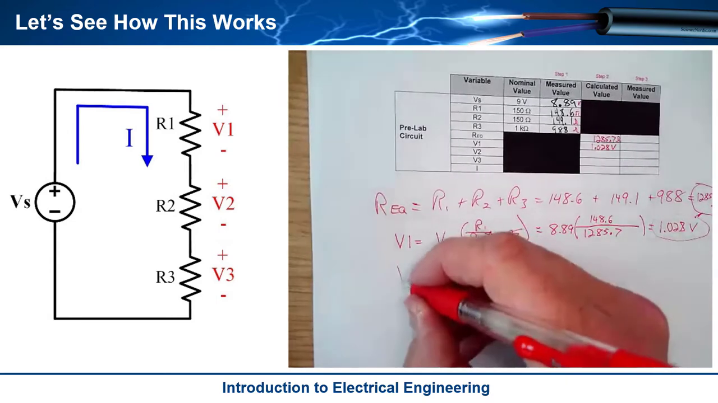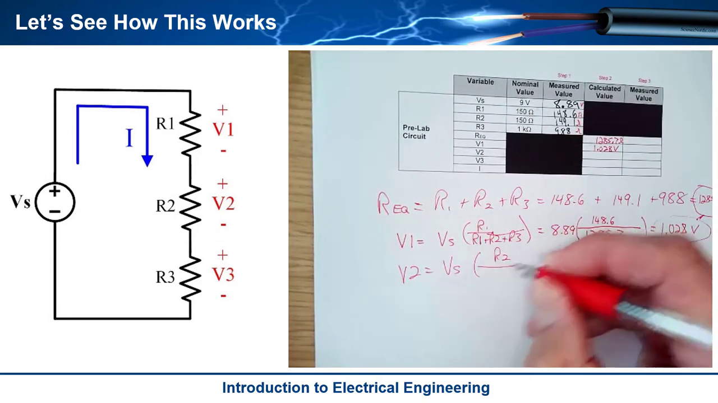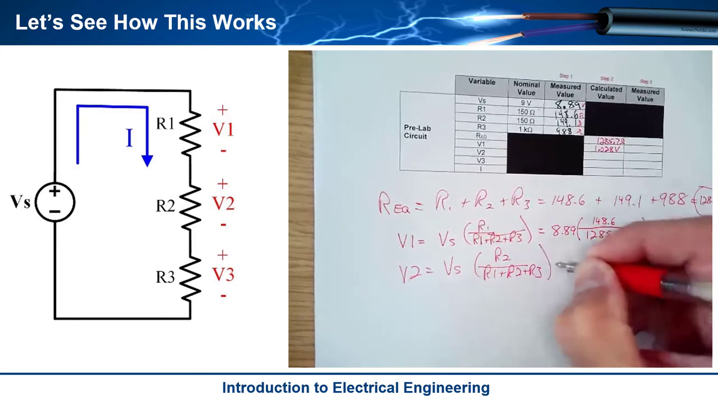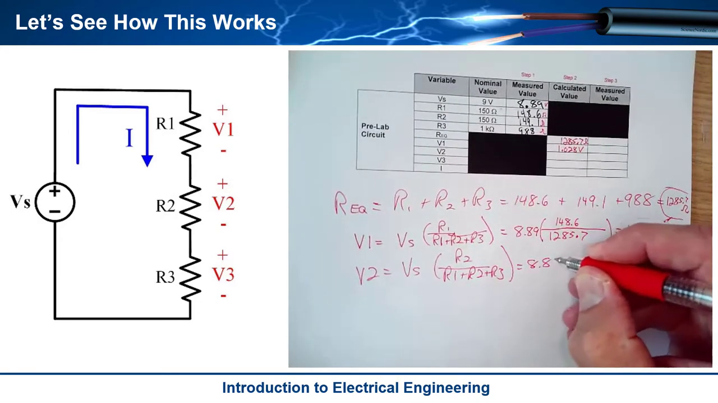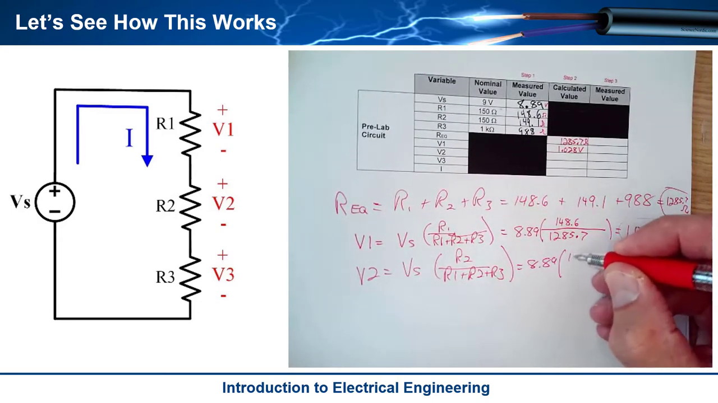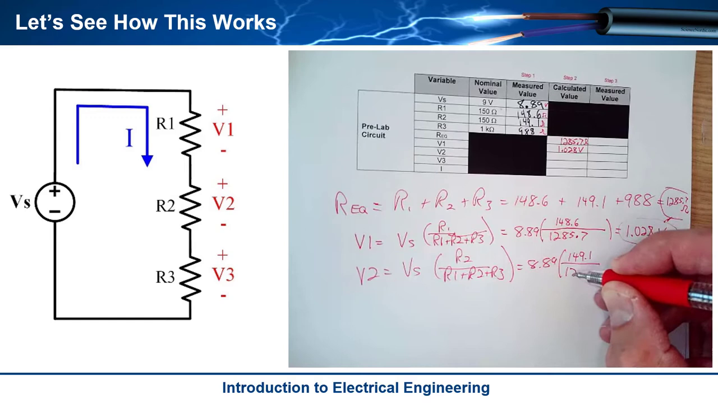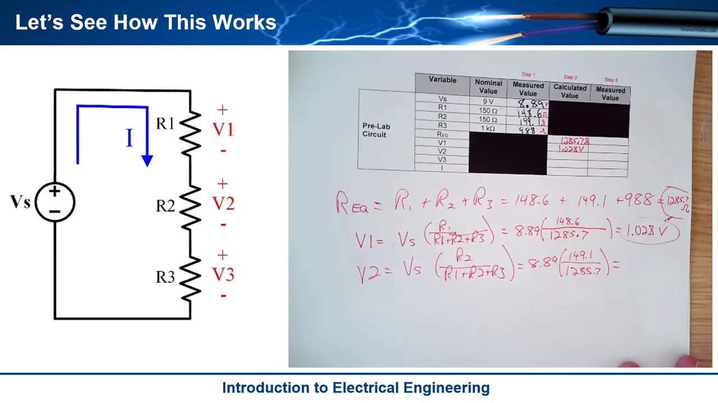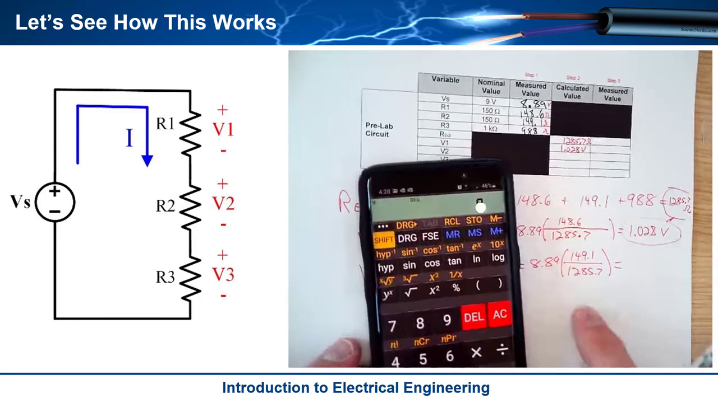Okay, let's do the same thing for V2. In this situation, V2 is equal to Vs multiplied by R2 over R1 plus R2 plus R3. And again, we're going to do the exact same thing where we say 8.89 multiplied by 149.1 over R1 plus R2 plus R3, which is 1285.7 ohms. And this should be very similar to V1 since they're trying to be the same resistor.